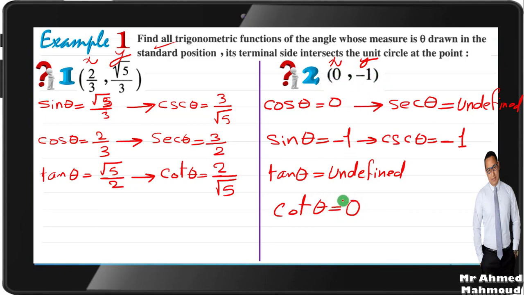And this is all trigonometric functions. If he said basic trigonometrical functions, so we will write sine, cosine, and tan only. But if he says all trigonometric functions, so I'm going to write all of them: sine, cosine, tan, sec, cosec, and cotan. Okay.